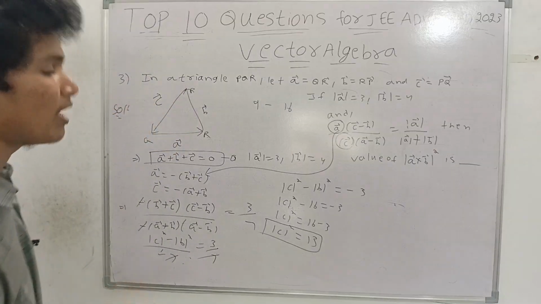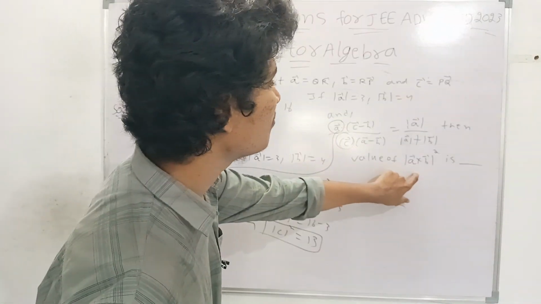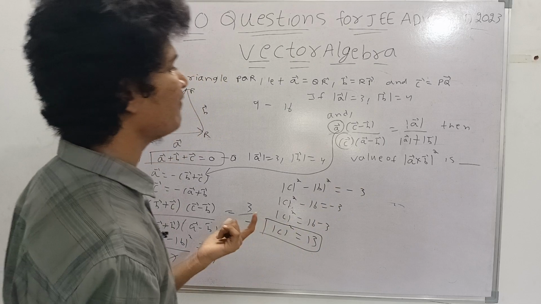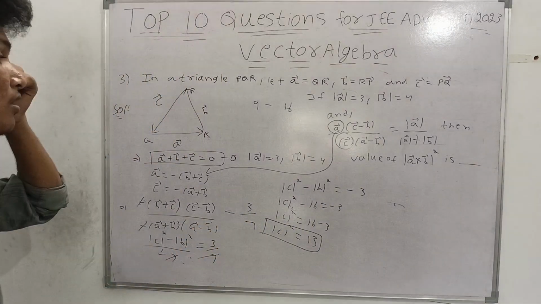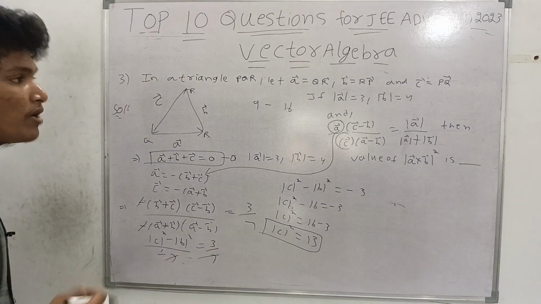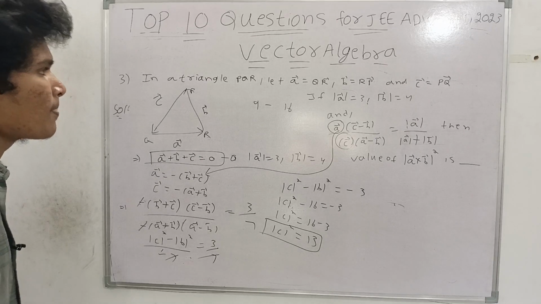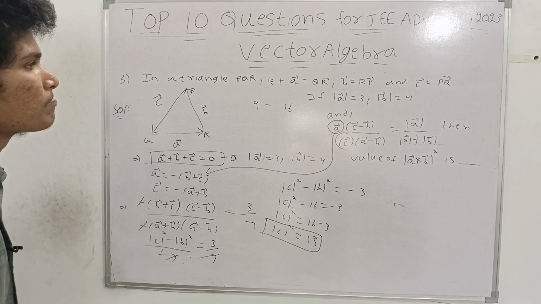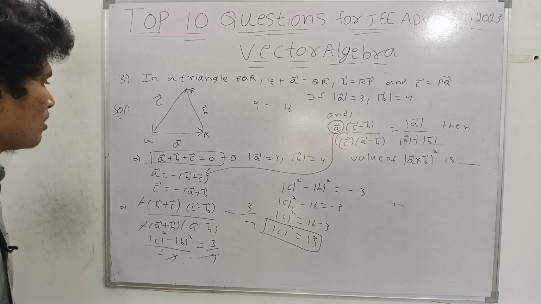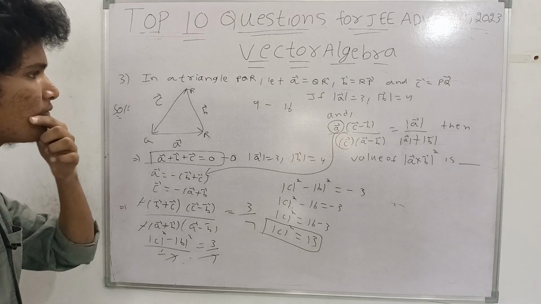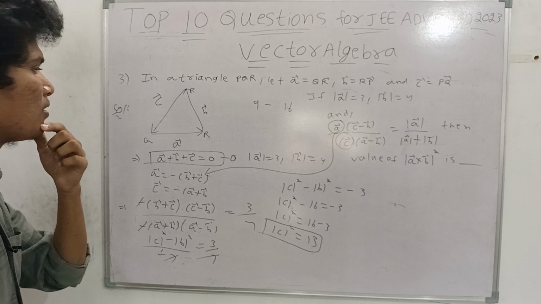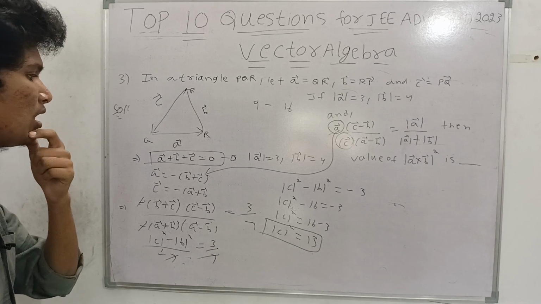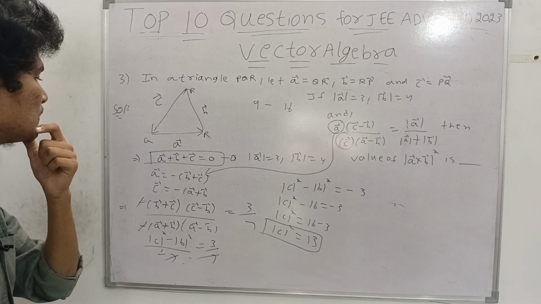And now what they are asking? Value of mod of, that is magnitude of A vector cross B vector whole square. Now we have to find this. How we can find? How we can find, guys?